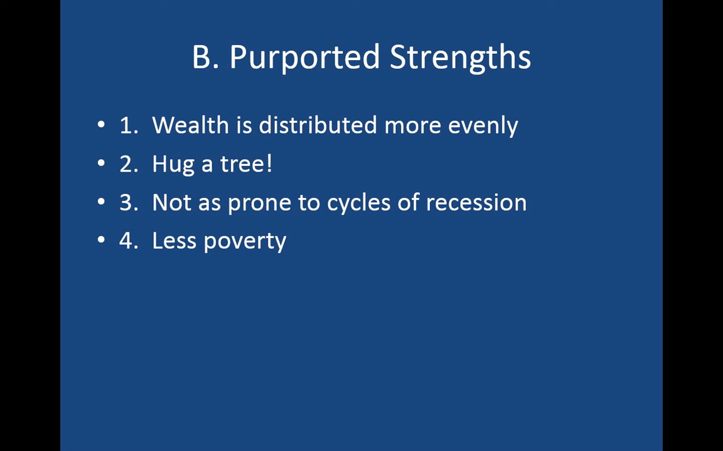So purported strengths: they're going to claim that wealth is distributed more evenly. Of course, the problem being if you have socialism, you're ultimately going to limit the ability to earn wealth. They're going to claim they're more environmentally friendly. That's why I say hug a tree. They're going to claim they're not as prone to cycles of recession.